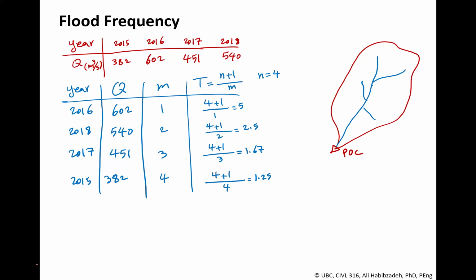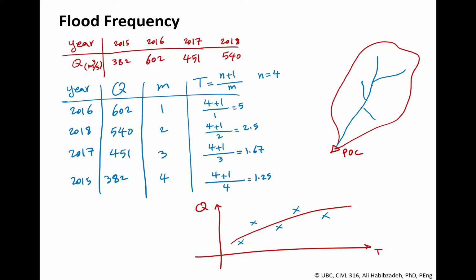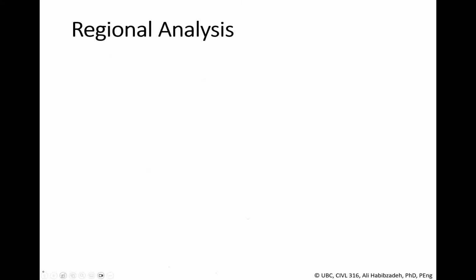Now, next, I'm going to plot my data. I don't actually have actual data, but I'm going to plot these and use Excel or whatever tool you are comfortable with to figure out which distribution fits best, and then use the method of moments. Pick your T, look up KT, and go from there, right? So, very quick example.